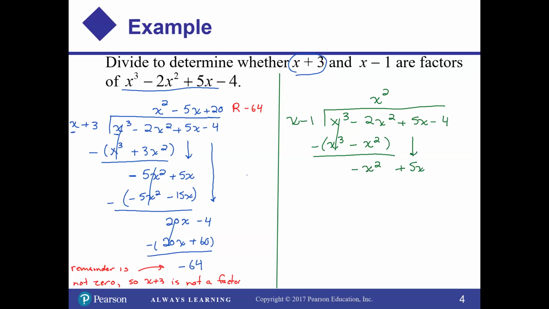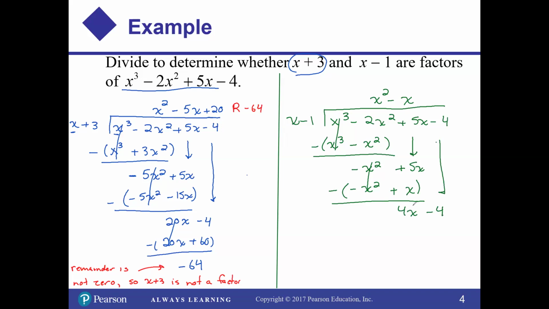X divides into 3x squared and leaves me with 3x. 3x times x is 3x squared. 3x times negative 1 is negative 3x. So a reminder, once again, we are subtracting. So those cancel. And then I have 5x plus 3x, leaving me with 8x. Bring down the next term.